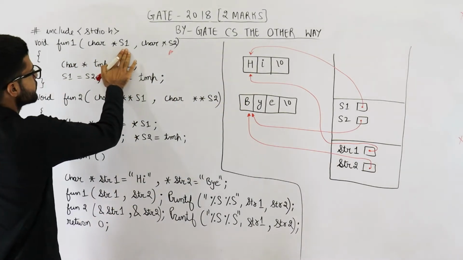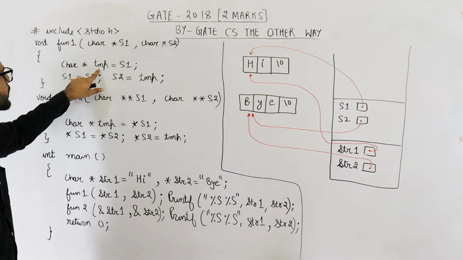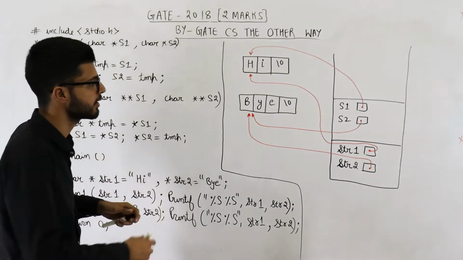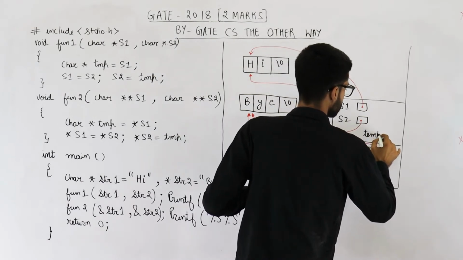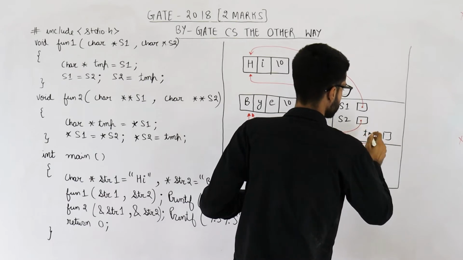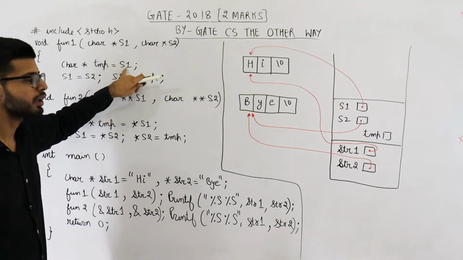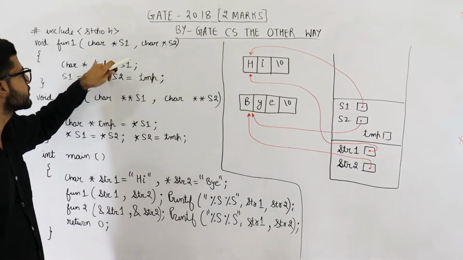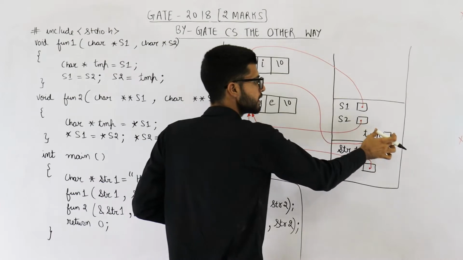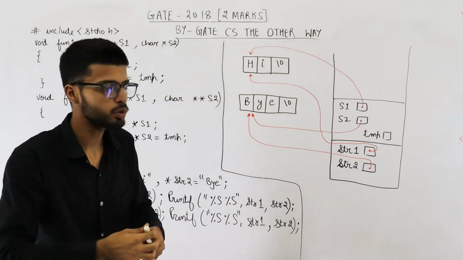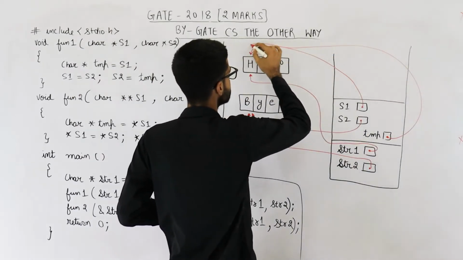Now let us see what happens when you execute this function fun1. We are declaring one more pointer to a character, named temp. So this is the variable temp, and to this we are assigning whatever is saved in S1. S1 contains some address, and that same address is saved in temp. So S1 contains this address. If you save this same address in temp, temp will also point to this h only. So temp also now points to this h.